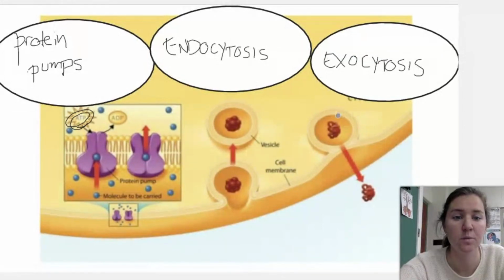But exocytosis, this vesicle fuses with the cell membrane and then releases that.